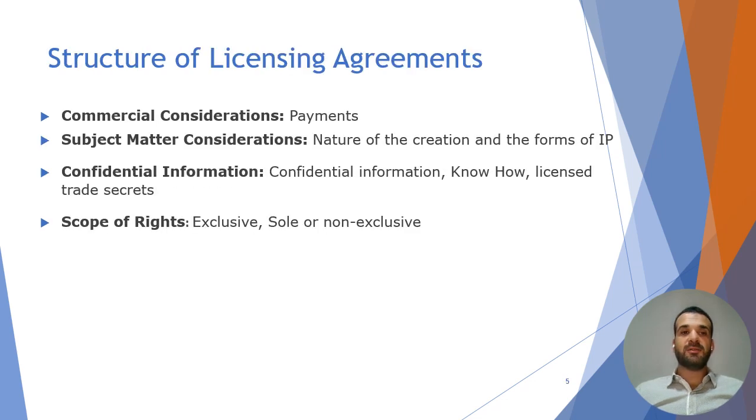But it's important to have a structure for the license agreement. The consideration should be commercial, so how the payment will be done. Subject matter consideration: the nature of the creation and the forms of the intellectual property. The confidential information which will be shared between the licensee and the licensor, so the know-how, and the trade secrets. And the scope of rights. Will it be exclusive, sole, or non-exclusive?